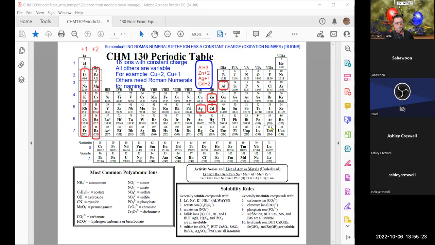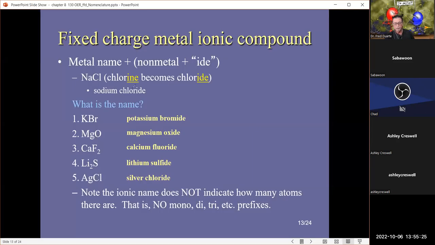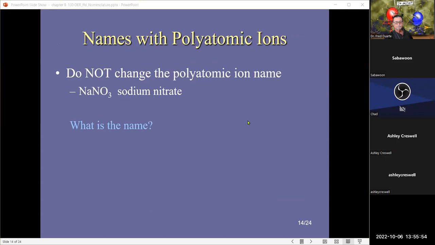Also, keep in mind, you can mix and match. So potassium with oxide, potassium with fluoride, potassium with the sulfide, potassium with the chloride. And then the same is true with magnesium bromide, magnesium fluoride, magnesium sulfide, magnesium chloride, etc. Mix and match here.